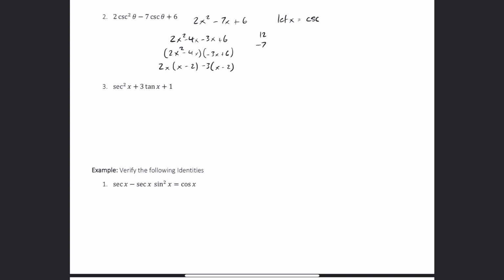And now we can just rearrange this and say that 2x minus 3, because we have a negative 3 right here, multiplied by x minus 2, and that's it. We have factored this expression. Actually, we have factored out for x. Now we just replace the x with cosecant theta.